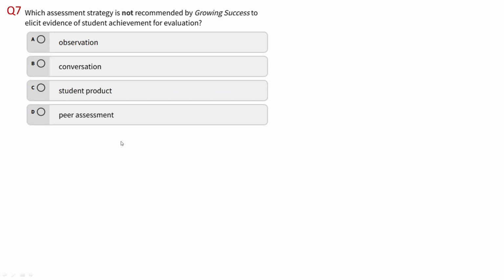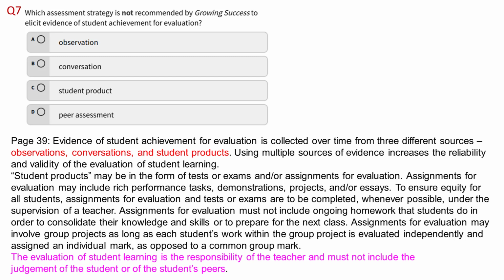Question number 7. Which assessment strategy is not recommended by Growing Success to elicit evidence of student achievement for evaluation? On page 39, you'll find this. So observations, conversations, student products, but not peer assessment. You're not to be using peer assessment for an actual mark for a student. So peer assessment is the one not recommended.